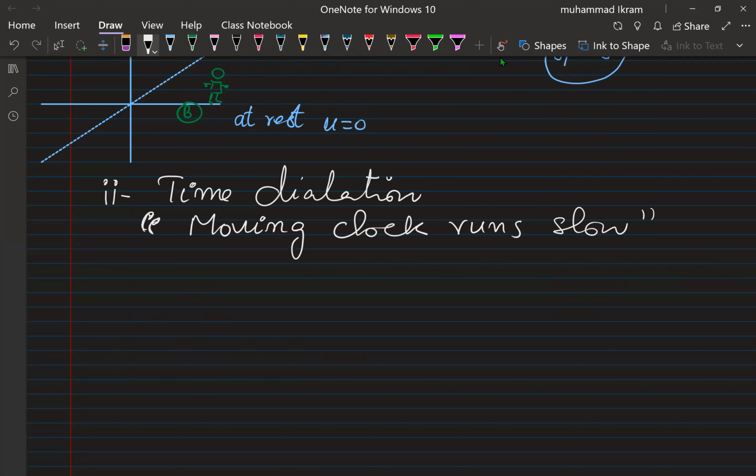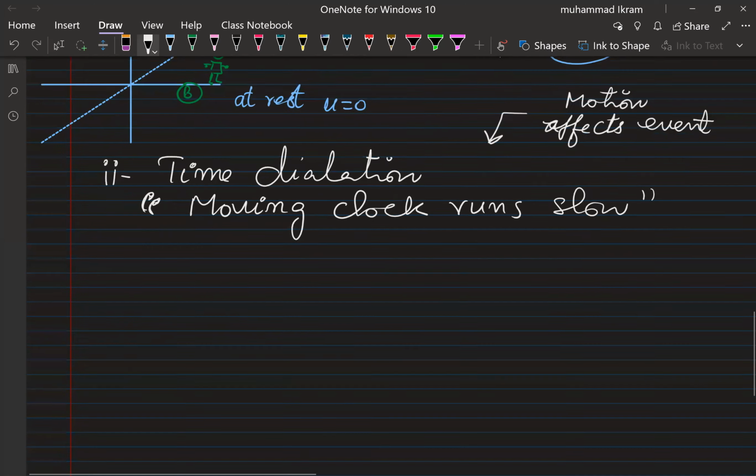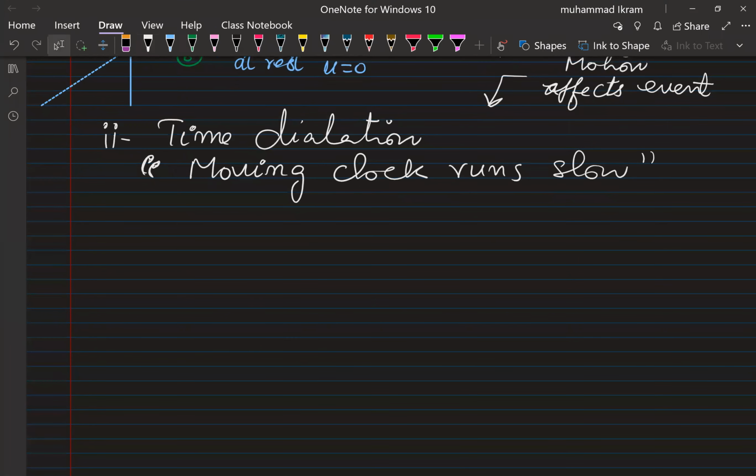That is what this means, that motion affects events. Even time is affected by motion when the speed is very high. I'm not going to derive this relation for you, but I will directly write the equation and try to explain it in a better way so that you can understand the things without derivation.